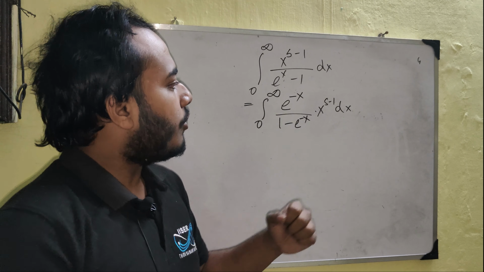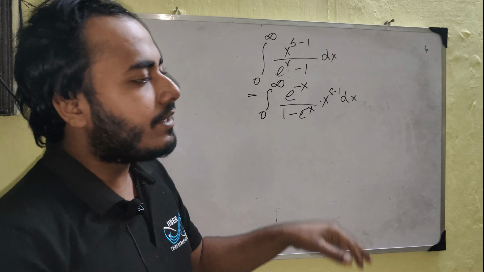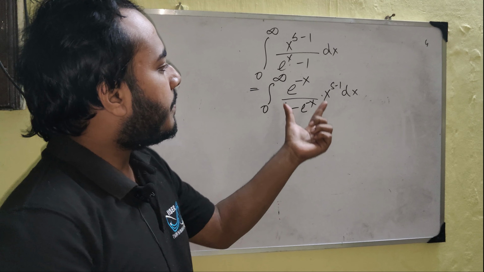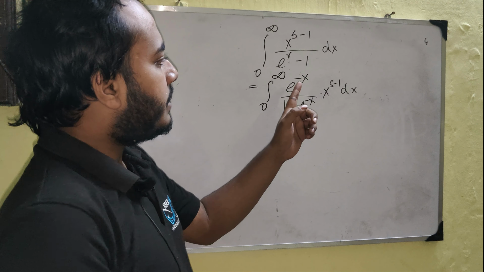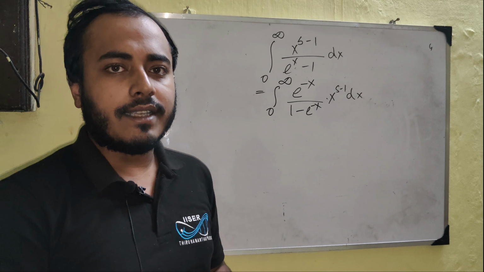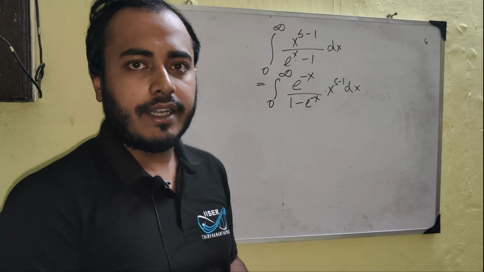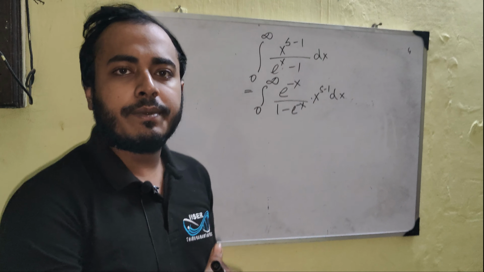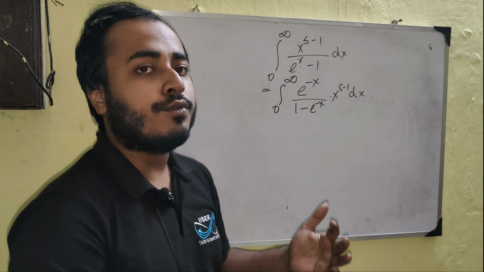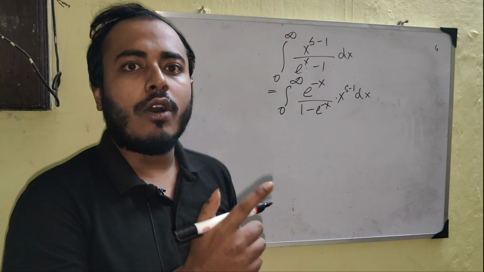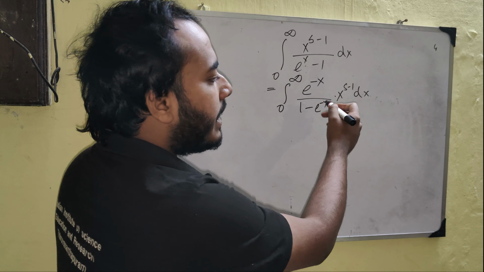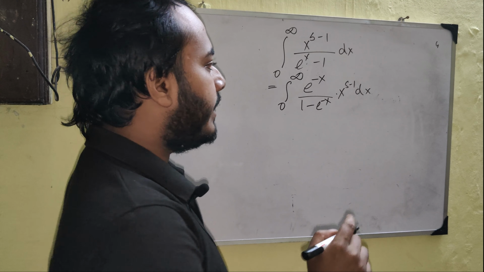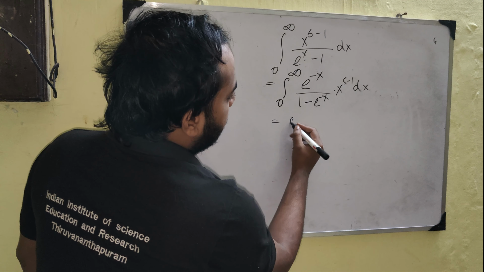Now think about this. If I have this e to the power minus x expression here, does this remind you of something? The limits are from 0 to infinity, which means e to the power minus x is essentially less than 1, right? Because e to the power x will always be greater than 1, so e to the power minus x, which is 1 upon e to the power x, that will always be less than 1. So does it remind you of the formula a by 1 minus r in the infinite GP? It does, right? Can you write this like this?